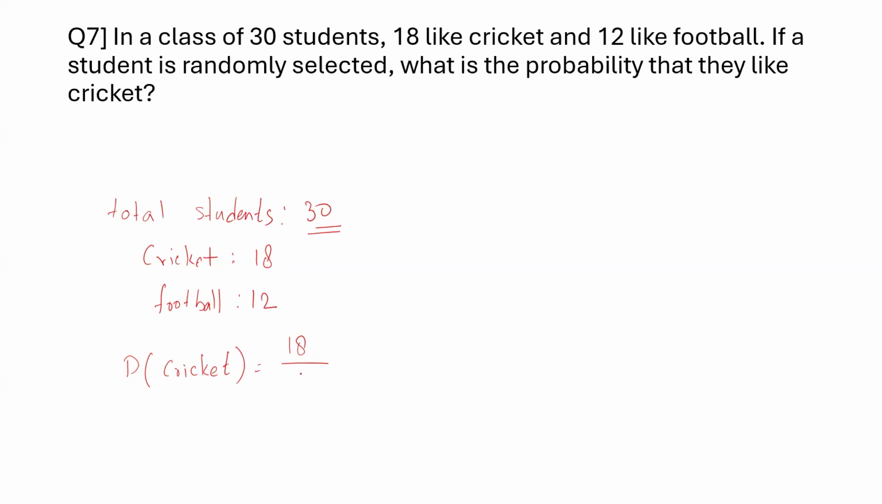And how many total students are there? You have a total of 30 students. So now you can cancel it out. You will have 9 by 15. This is your final answer. And again, you can simplify it to 3 by 5. So this is your answer. This is correct. This is also correct. This is also correct. So whichever option is written, you just click on that.